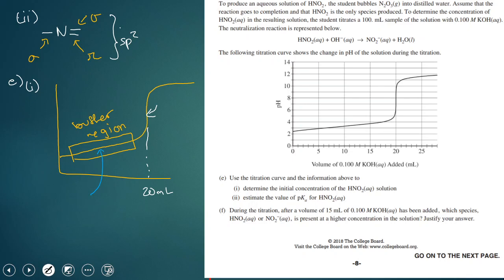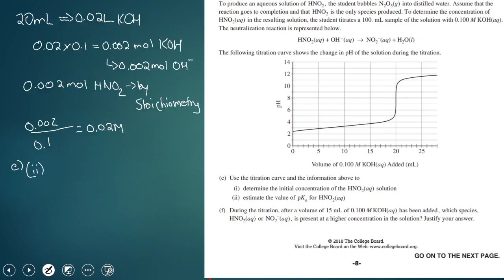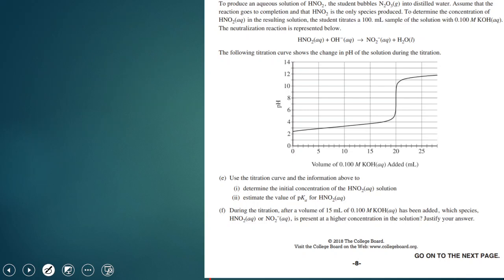If we look back at the graph, it occurs approximately where 10 milliliters of KOH was added, and the pH can be approximated to about 3.3 or 3.4. So the answer that I would give is that 3.4 is our pKa. It's just knowing that the pKa is approximately equal to the pH at the half equivalence point. Okay, now for part F.